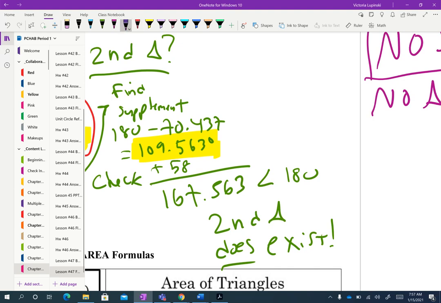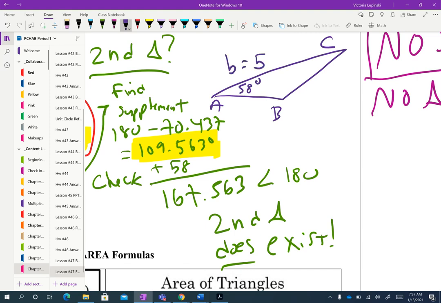So whatever this supplement was, that means that's the second potential triangle. So if this is the second potential triangle, that means that B would have to be obtuse, which means here's the second potential triangle, ABC. The values that were originally given are still true. So A would still be 58, little b would still be 5, little a would still be 4.5, but now B would be 109.563.